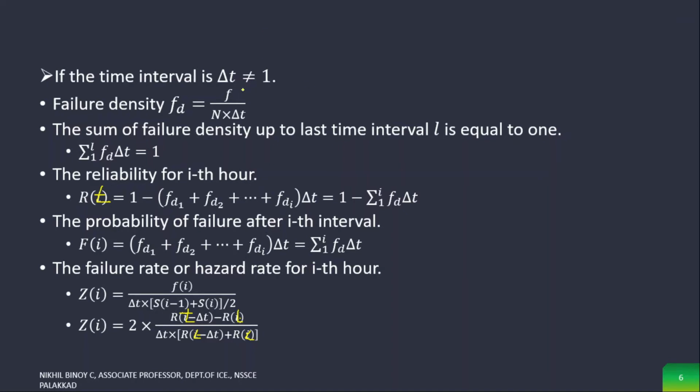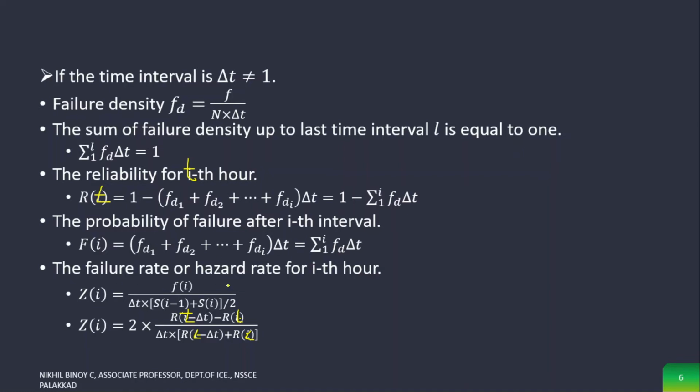What are the differences? Failure density Fd is equal to f by n into delta t. The sum of failure density up to the last time interval is sigma 1 to L Fd into delta t equal to 1. Reliability for the tth hour is R of t equal to 1 minus (Fd1 plus Fd2 plus etc. plus Fdi) into delta t, that is equal to 1 minus sigma 1 to I Fd into delta t. Now the probability of failure after the ith interval, F of I, is equal to (Fd1 plus Fd2 plus etc. plus Fdi) into delta t, that is equal to sigma 1 to I Fd into delta t.